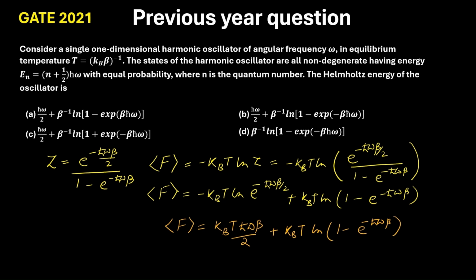Here kBT and beta will cancel out. So the final expression is h bar omega by 2 plus, in the option they have given, this kBT I can write as beta inverse, log of 1 minus e to the power minus h bar omega beta. So this is the answer. I think it is matching with option B. So option B is the correct answer.